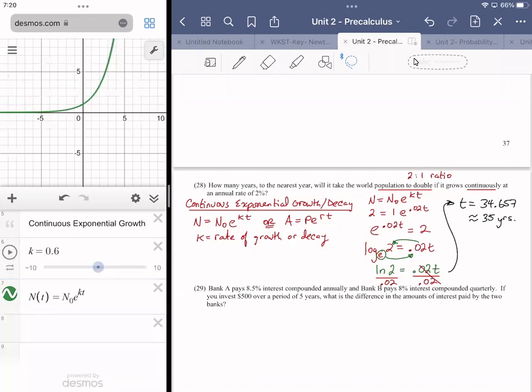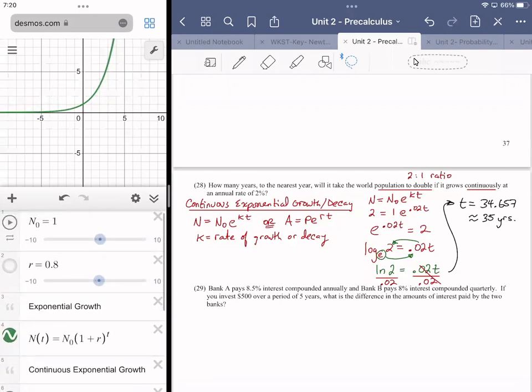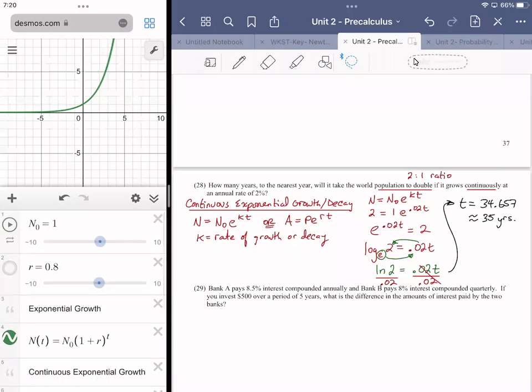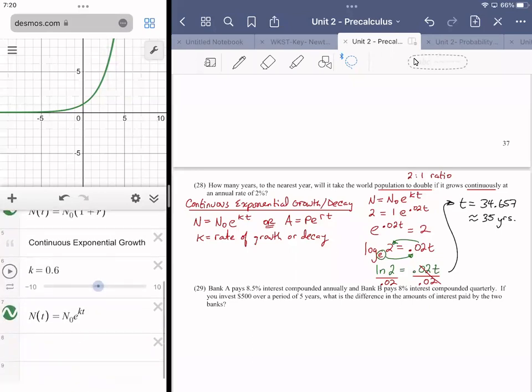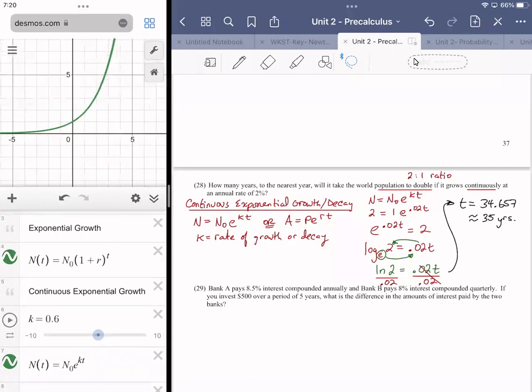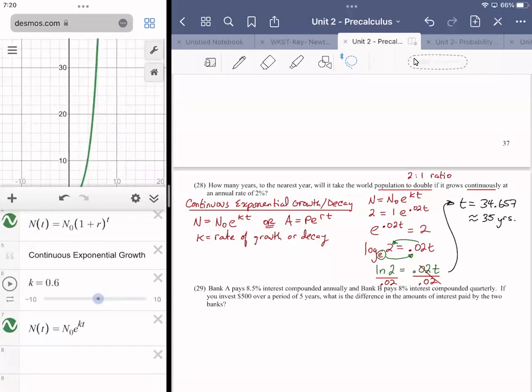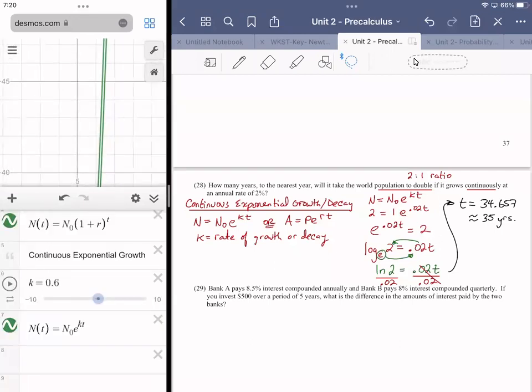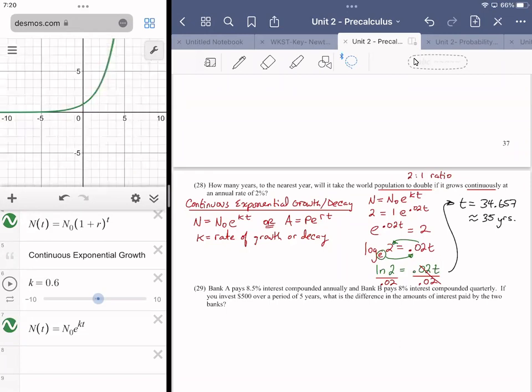It looks like it's approximately the same, right? In instances where the R value for the exponential growth is 0.8, N is equal to 1, the K value for continuous exponential growth is 0.6, you're looking at two graphs that are fairly similar to one another. Yeah, they're a little bit deviant from one another further down the line, but not substantially so, right?